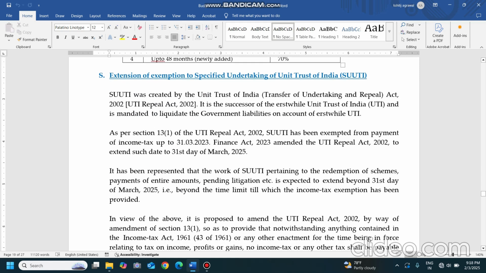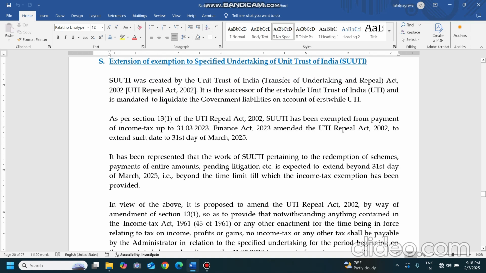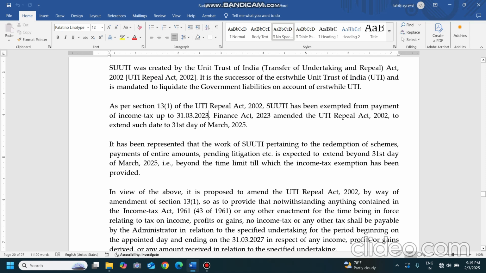Now coming to the next point, there is a specified undertaking of Unit Trust of India. What UTI has done, they have created a separate specified undertaking for redemption of schemes, payment of amounts, pending litigation and other cases. It was established by them as per the UTI Repeal Act 2002, and there was a time period till 31st March 2025 during which their income was exempted as per section 13(1). This exemption was not provided as per the Income Tax Act. It was provided by the UTI Repeal Act as per section 13 subsection 1 of the UTI Repeal Act 2002.